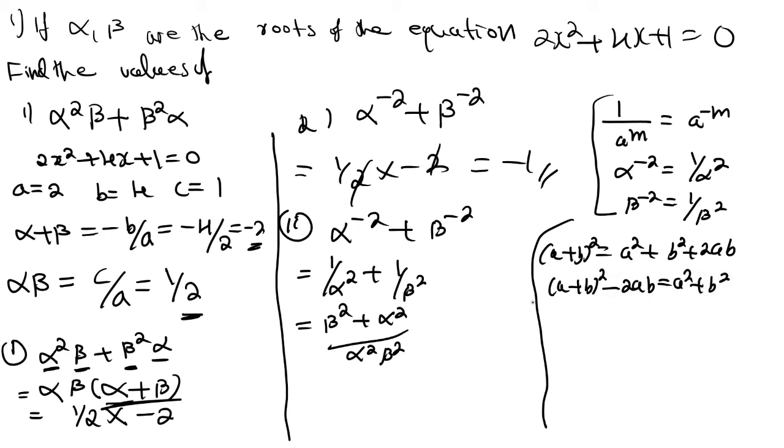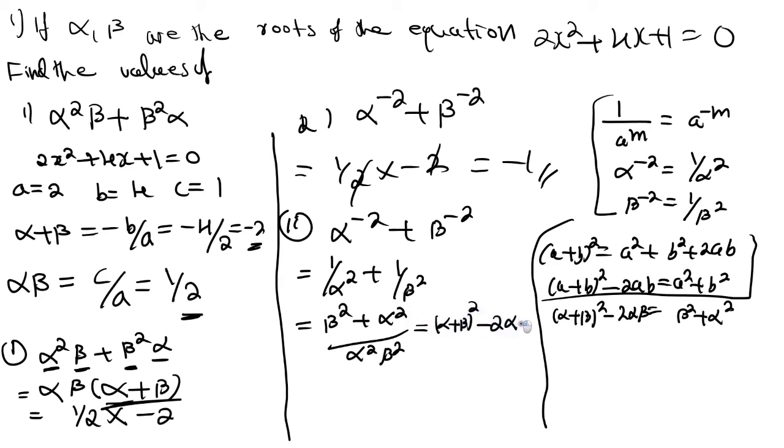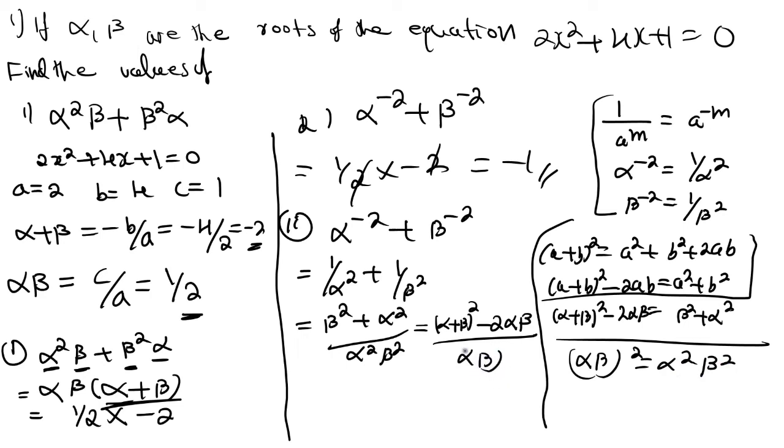So beta square plus alpha square, or alpha square plus beta square, is nothing but (alpha plus beta) whole square minus 2 into alpha into beta. Remember this formula. So here you can write beta square plus alpha square as (alpha plus beta) whole square minus 2 alpha beta, divided by alpha square into beta square, which can be written as (alpha beta) whole square.